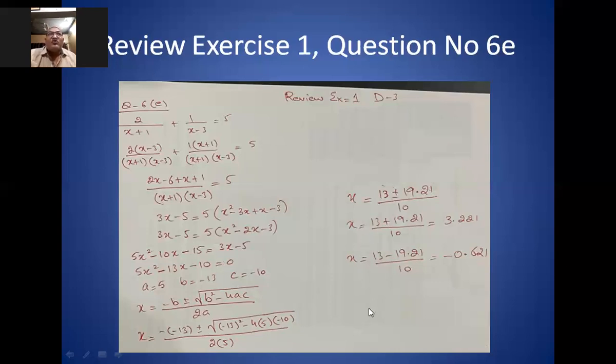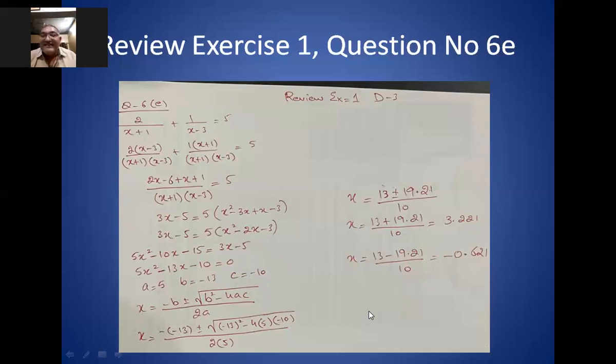Now you will have two situations. In one situation, you will have 13 plus 19.21 equals, divided by 10 equals. The answer will be 3.221. And in the second situation, you will have 13 minus 19.21 equals, divided by 10 equals. And the answer you will get will be minus 0.621. So this is, my dear students, how you will do question number 6 E part, and this is how you will use your calculator. We need a scientific calculator, and you need to practice this calculation.